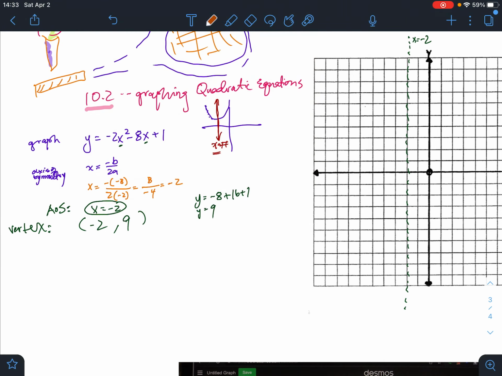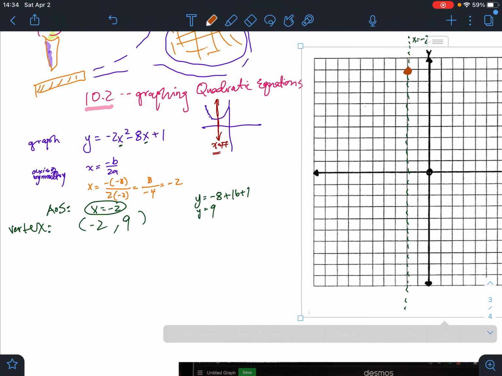Those are the coordinates. That's the y value of the vertex. So I can go in and put my point there: negative 2, comma 9. Now, after I find the vertex, I'm almost there because my parabola either goes up or down. In this case, it opens downward because the a value is negative.